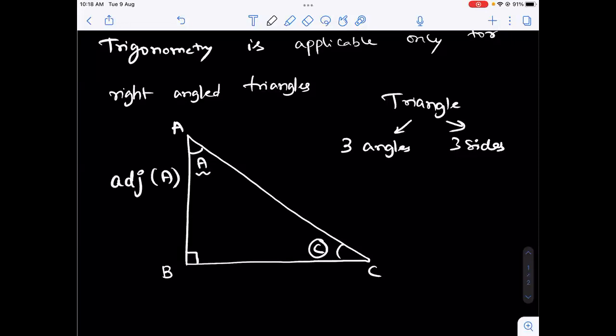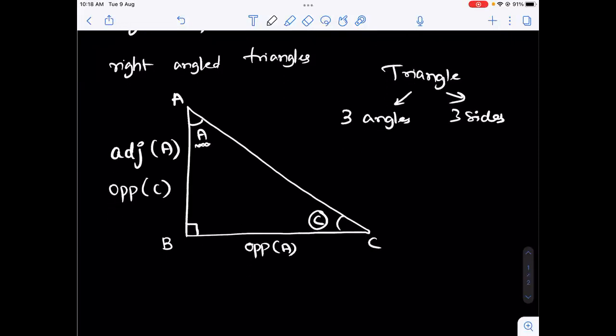Similarly with angle C, I have a side opposite to it. Can I call this the opposite side, with respect to angle C? In a similar way, with respect to angle A, what is this side? Opposite of A, but at the same time it is adjacent of C. But if you see, there is nothing like adjacent or opposite with respect to the hypotenuse. It is only one hypotenuse.